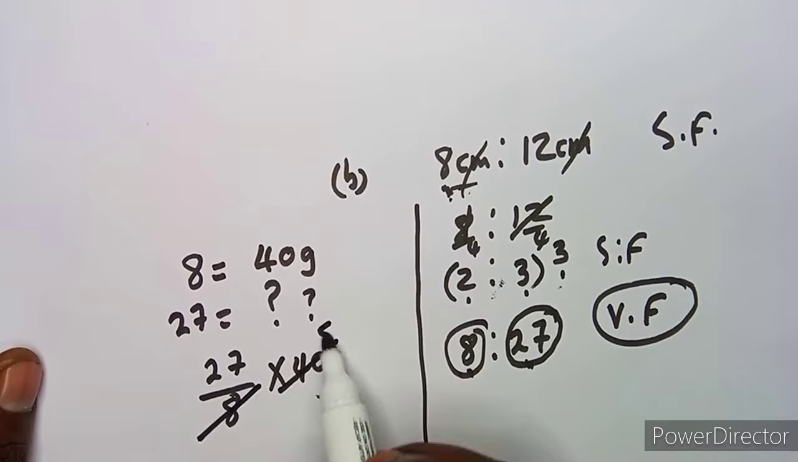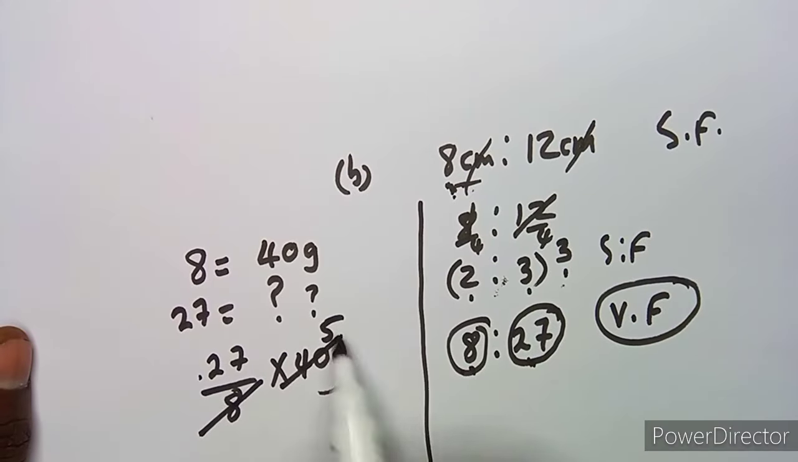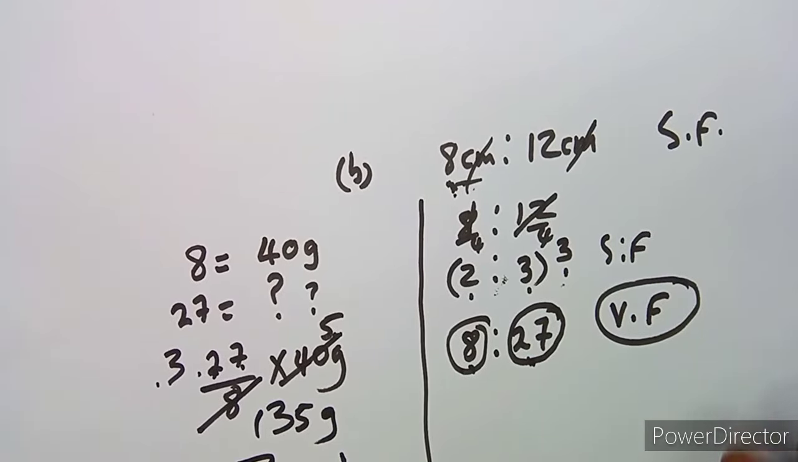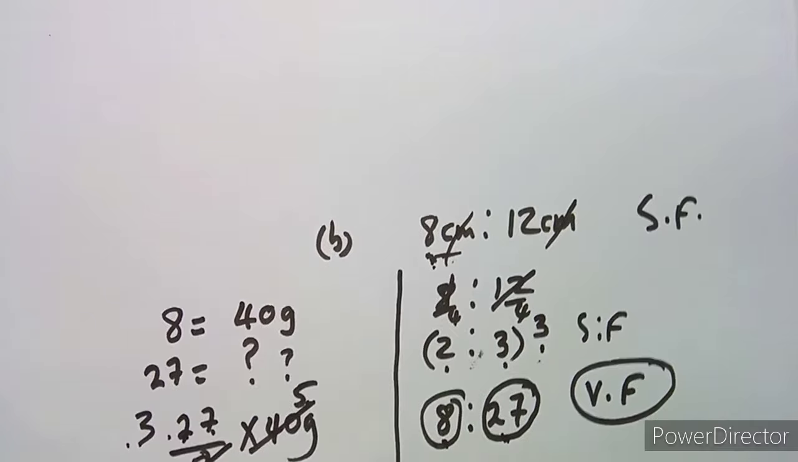So 8 into 40 is 5. So you're left with 27 times 5, which is going to be 135. It's going to give us 135 grams. So that's how these questions might be given, guys, as you can see.